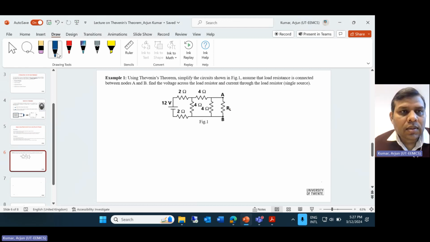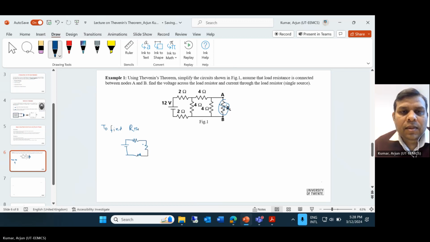Okay, step one, we have to find out the RTH. What we will do is remove this load first. Once we remove this load, the terminal becomes open. It will be your voltage source and the resistances. Now you can redraw this circuit like this, and this will be your open terminal.